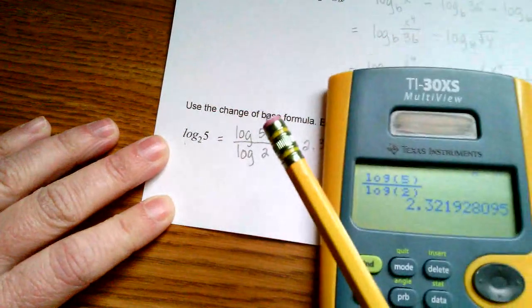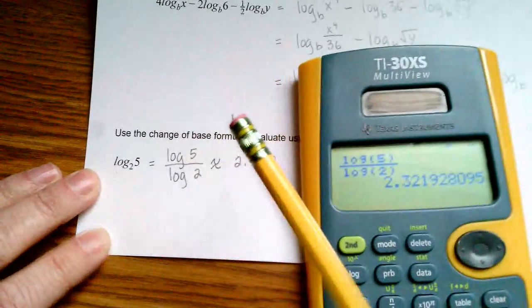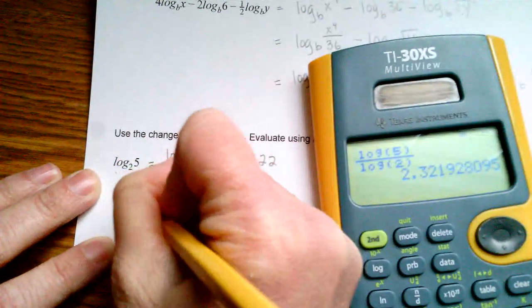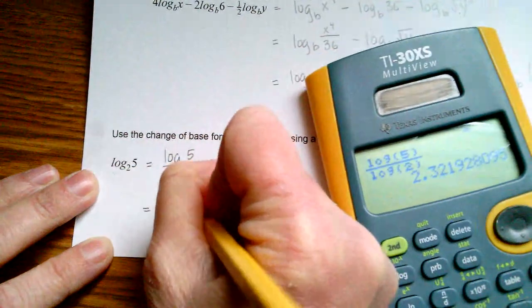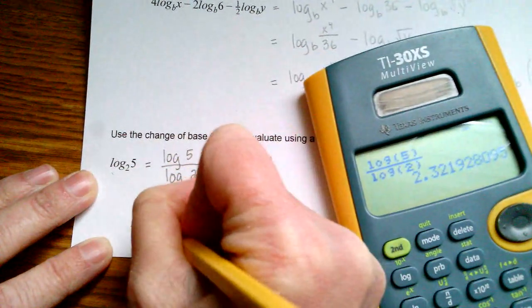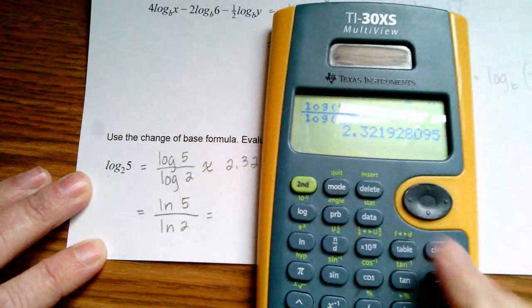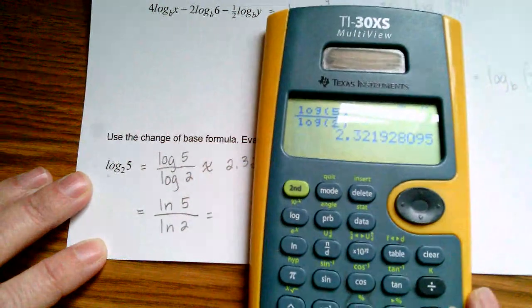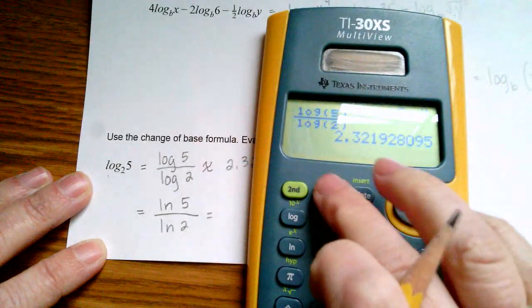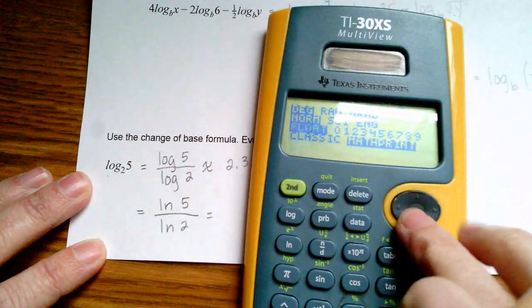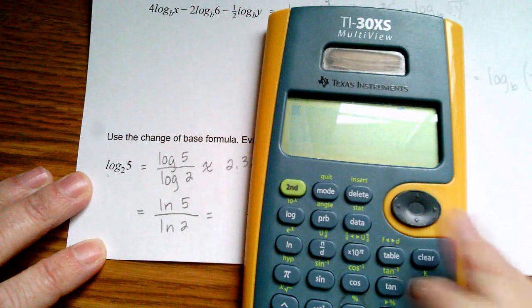Now, if I had picked a different base to work in, if I had picked the other one that I have, the natural log, if I did the natural log of 5 over the natural log of 2, this time I'm going to show you how most of you are going to need to plug this into your calculator. So I'm going to go back to the classic mode for a second.